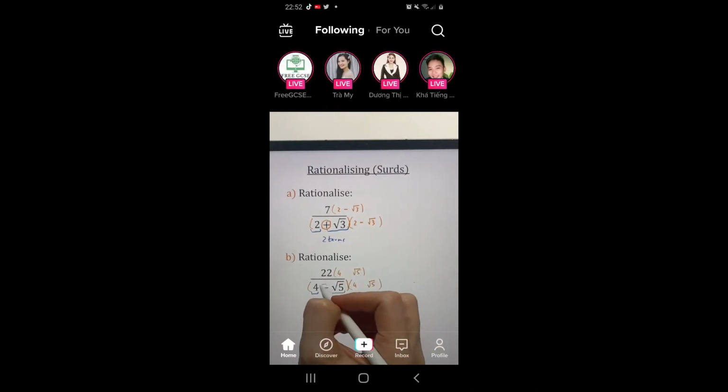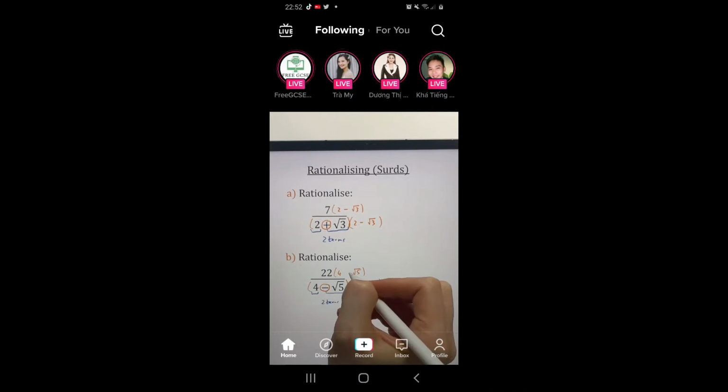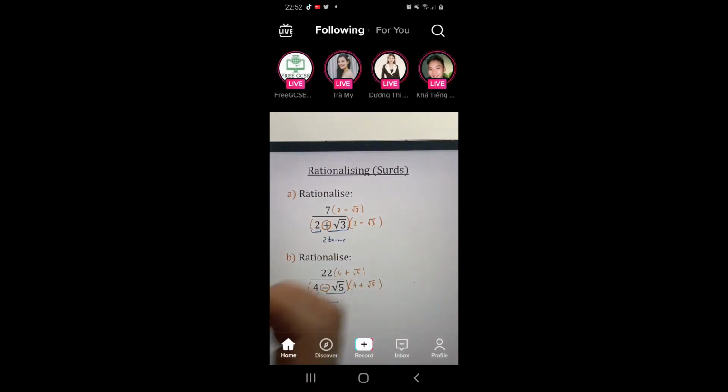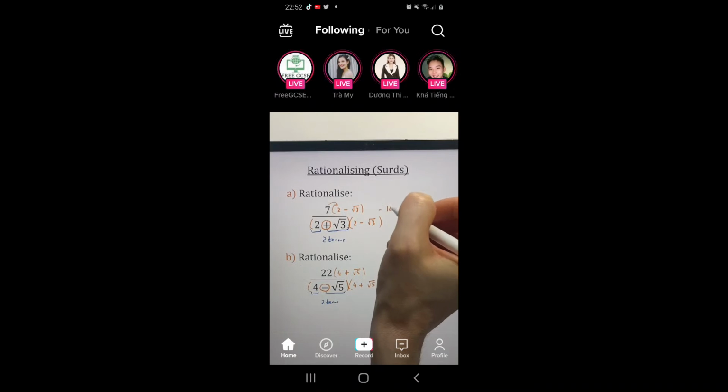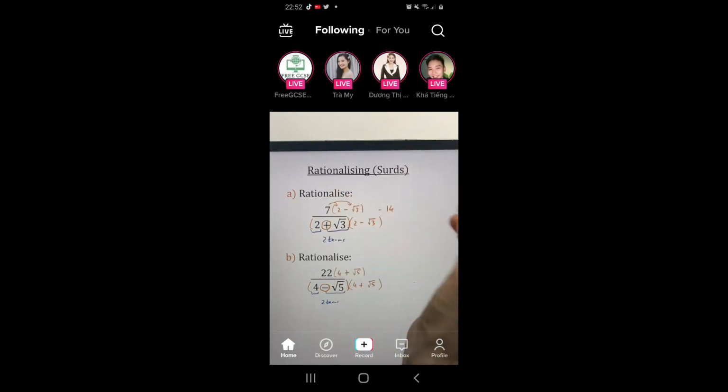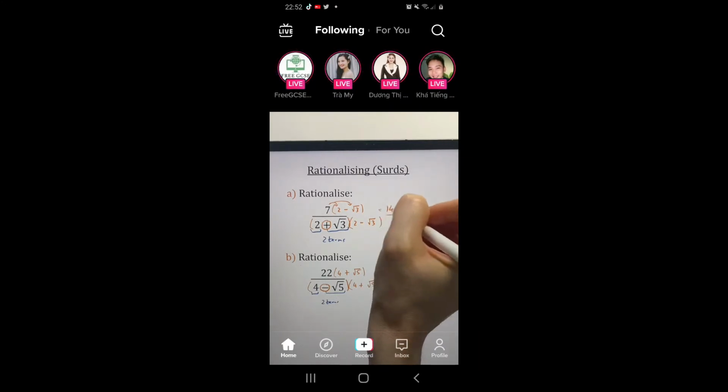But again, we must change this sign. If it's minus, they both become plus. That's our rule. We can now expand out our brackets. On the top, we have a single bracket. 7 times 2 gives us 14. And 7 times minus root 3 gives us minus 7 root 3.